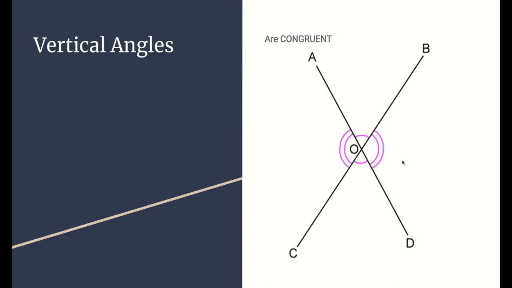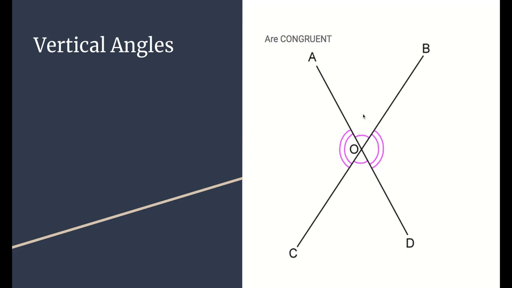So another term we have is vertical angles. You'll notice that angles that are similar or congruent are going to be marked by the same number of arcs. So here we have 2 arcs, and they're showing that these 2 angles that are opposite of each other are vertical. So their vertexes touch, and they are congruent.